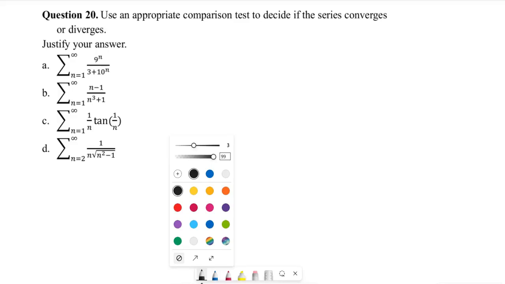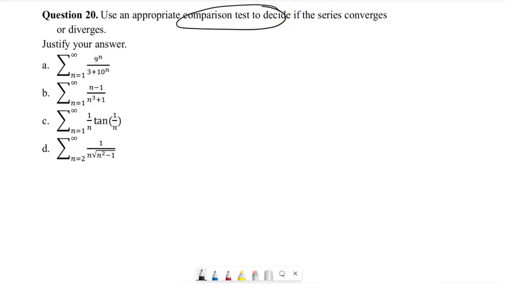Here we have use of comparison test for checking if the series are convergent or divergent. So let's work on some examples to learn this. First one is 9 power n over 3 plus 10 power n. The goal is to come up with a new series which you know about and you can compare to this. Let's name this series an.